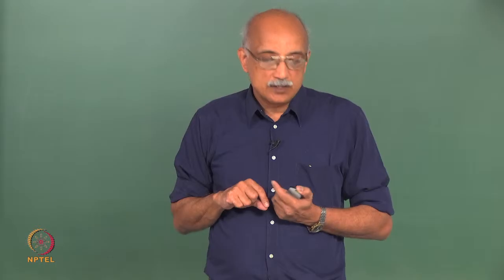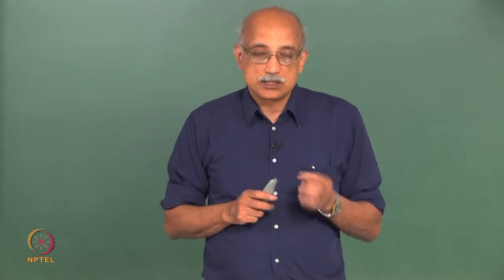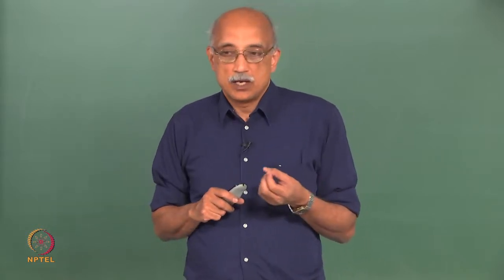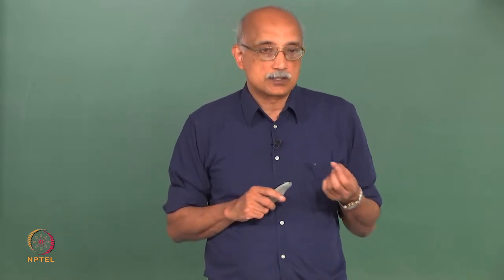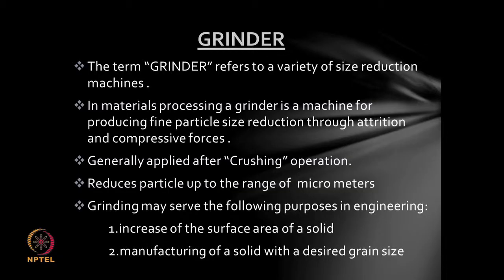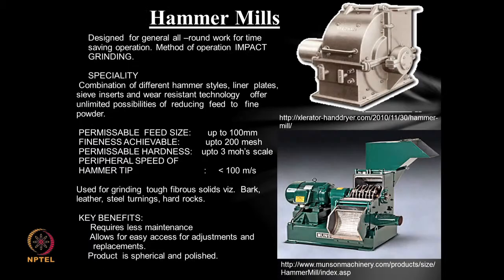Manufacturing of a solid with a desired grain size. Again, as you go into materials, there is a strong correlation between grain size and many of the physical properties of a material, and frequently you want to control that grain size, and grinding is a process that you can use for that purpose as well. So, there are many applications in industry, in food processing.